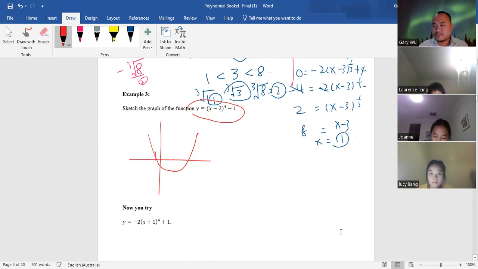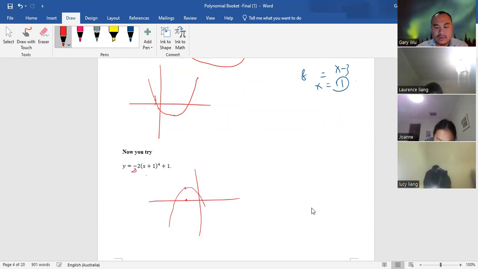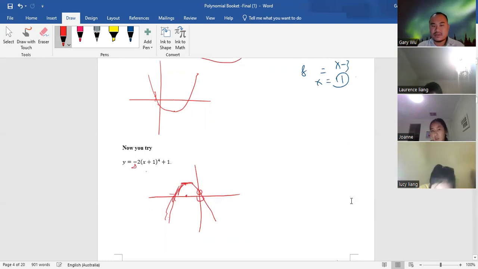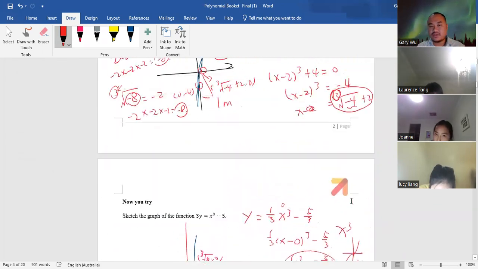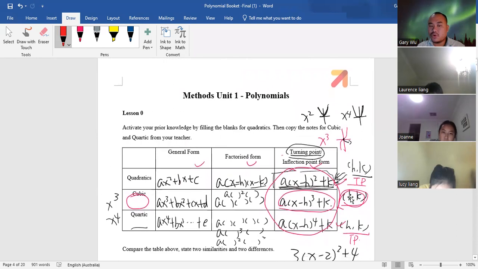But you need to find the x and y intercepts and then connect them. Does it make sense? For this one, we translate 1 unit to the left and 1 unit up, and because you have a reflection, it must go something like this. It's flatter. Then you need to find the x and y intercepts. You can check it with your CAS. All right, so that's all for the sketching bit. That is the inflection point form, or we say the turning point form, of quartic.